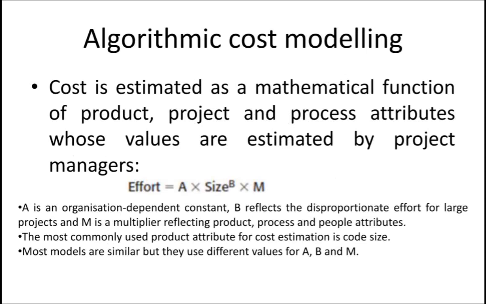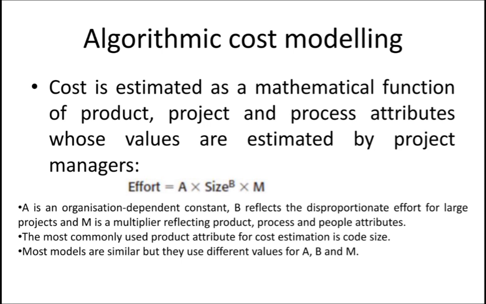So algorithmic cost modeling, as you know, is a formula related method. In this algorithmic cost modeling, cost is estimated as a mathematical function of product, project and process attributes, whose values are estimated by project managers. They estimate those values using a mathematical function or formula. This mathematical function contains the combination of the project attributes, product attributes and the process attributes. All three attributes you need to take care of.